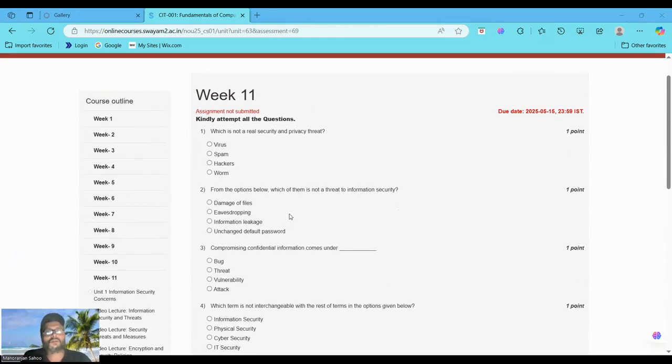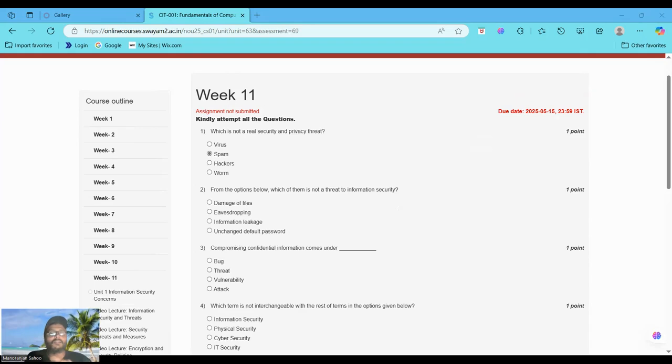Which is not a real security and privacy threat? We can choose the option spam. If you look at option A, virus: a virus is a real threat, malicious software that infects systems. The second one is spam. While annoying and potentially a vector for phishing, spam itself is not a direct security or privacy threat. It is more of a nuisance.